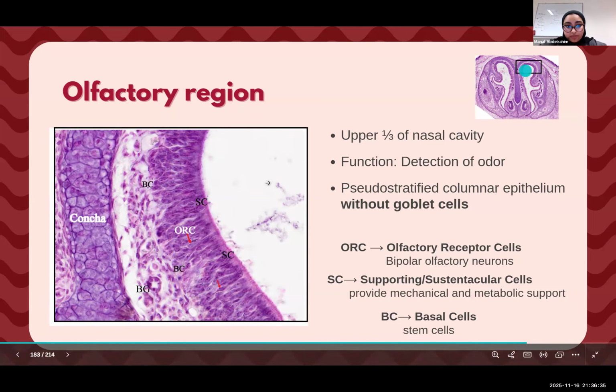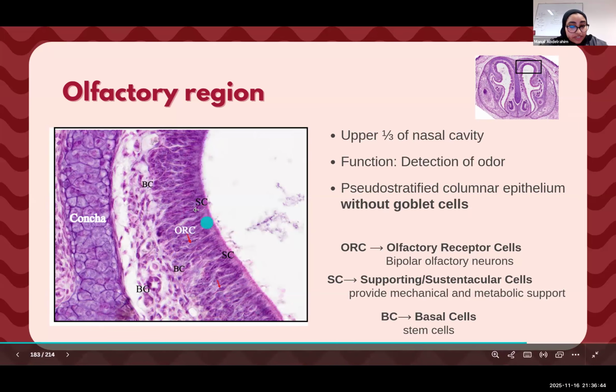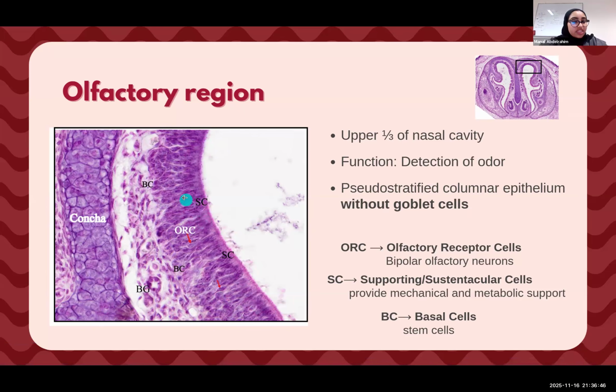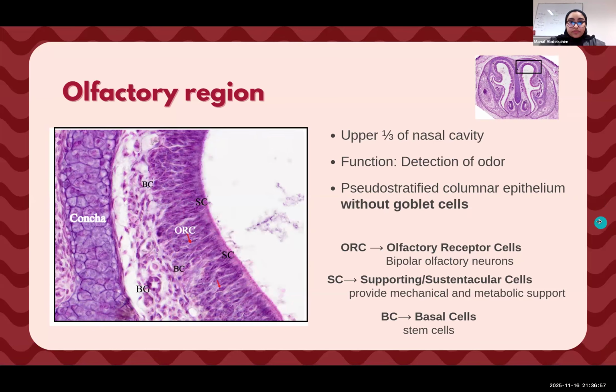This is olfactory region. And this is the concha again, and the protrusions from the lateral wall we mentioned earlier. And this is the epithelium. You can see the SC, which are the supporting cells. They're basically there for mechanical and metabolic support. Basal cells, which are the stem cells. There's not much to it. I don't think these are that important for OSPE, but epithelium function, very important.